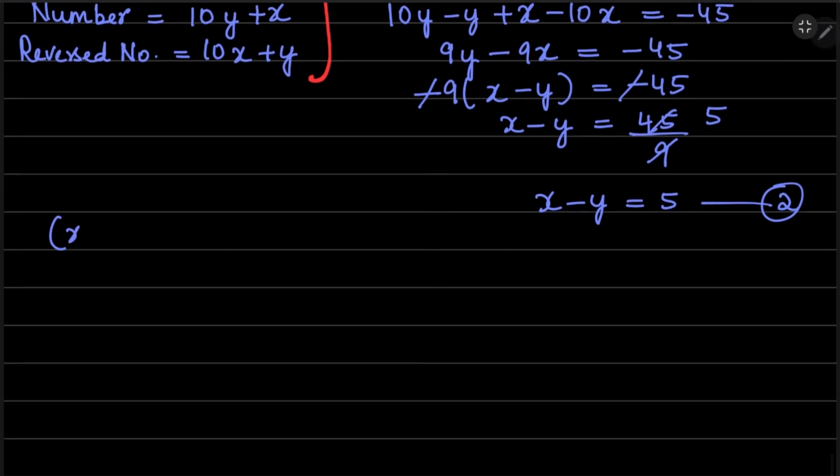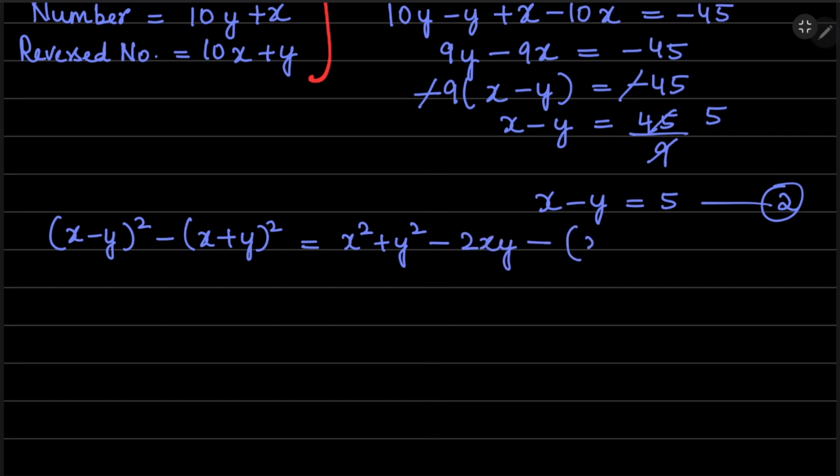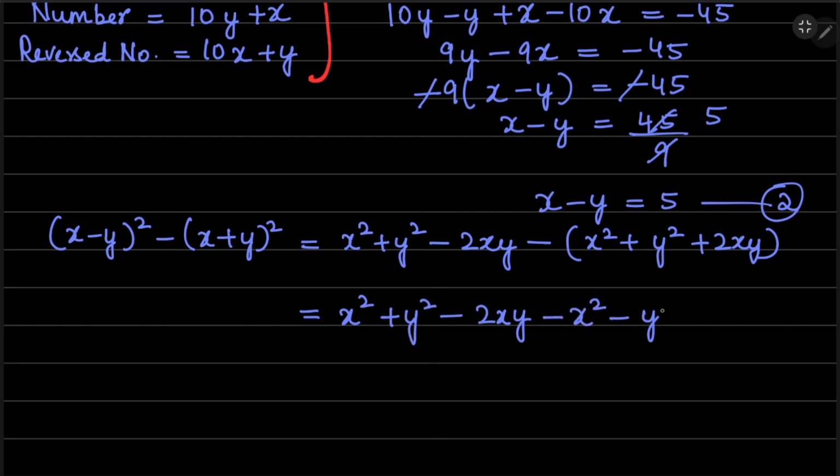This is nothing but, if you take x minus y the whole square and you subtract it with x plus y the whole square, let's see what you're getting. So what will you get? x square plus y square minus 2xy, again, minus of x square plus y square plus 2xy. Open the bracket. So what do you get? x square plus y square minus 2xy minus x square minus y square minus 2xy. x square, y square gets cancelled. This is nothing but minus 4xy.